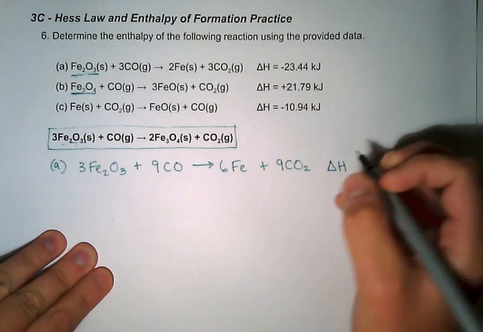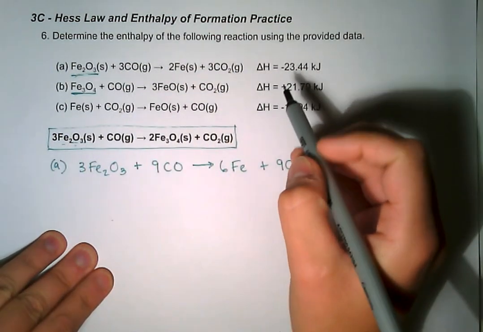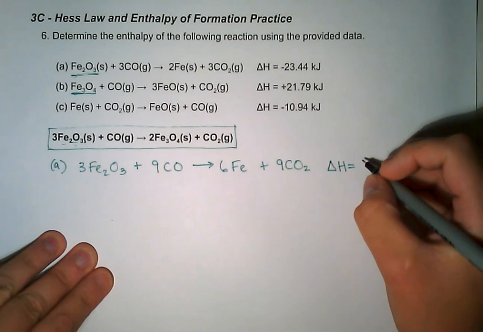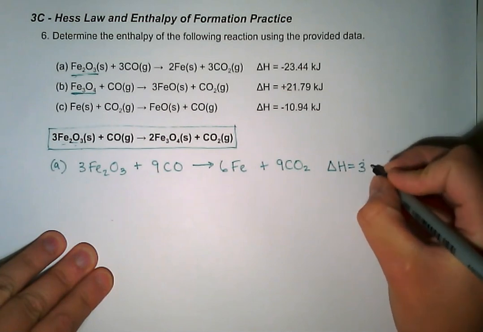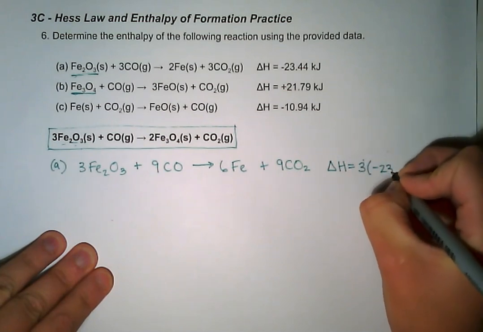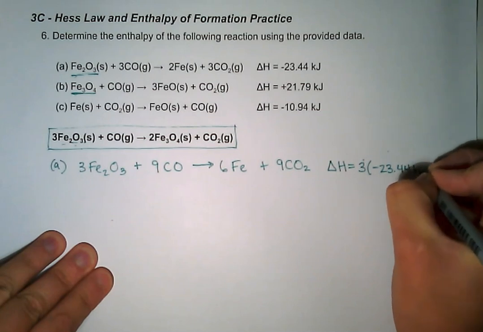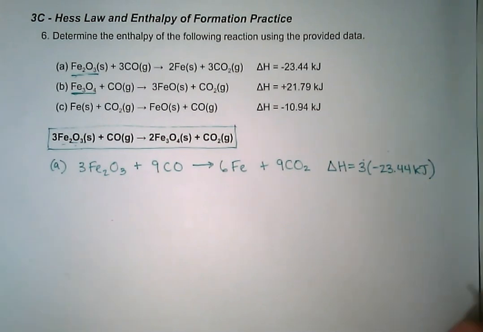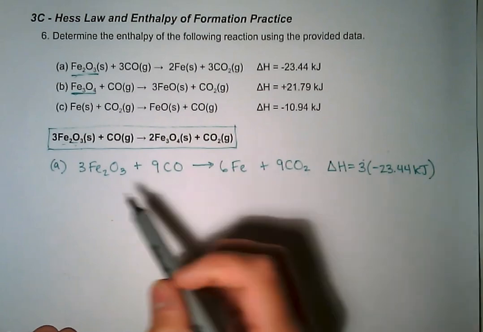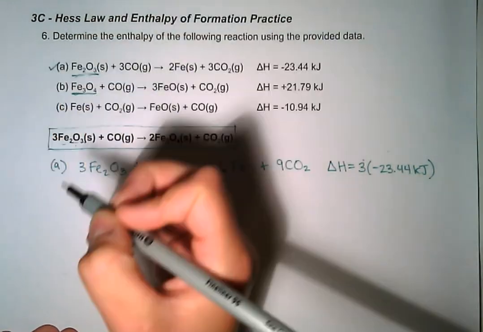So I'm just now going to put my delta H value. Since I've multiplied the equation by 3, I also need to multiply my delta H value by 3. So 3 times negative 23.44 kilojoules. So we've taken care of reaction A, so I'm going to check that one off.